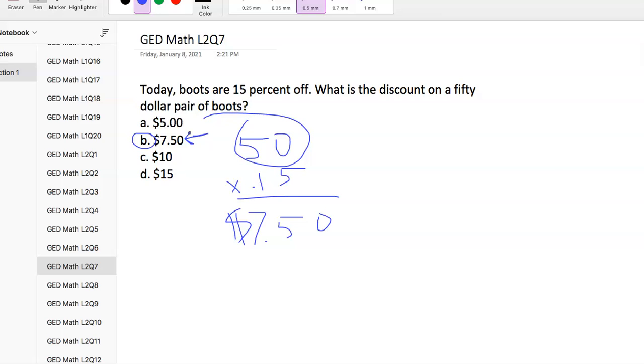I only say that because it's equally likely that you're asked either way: what is the discount versus what is the new price? So you want to know how to do both.